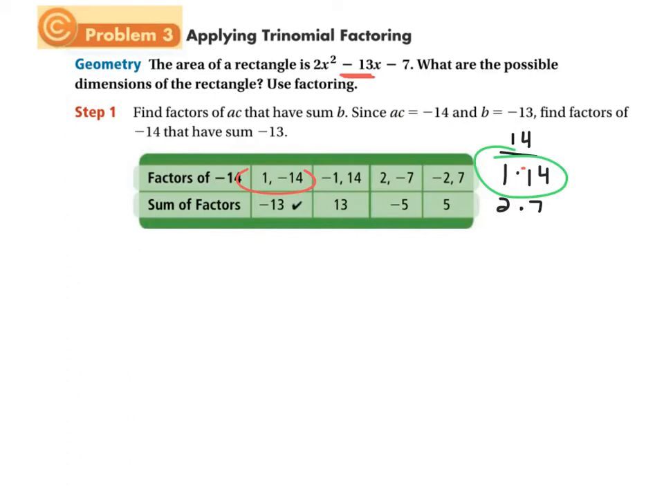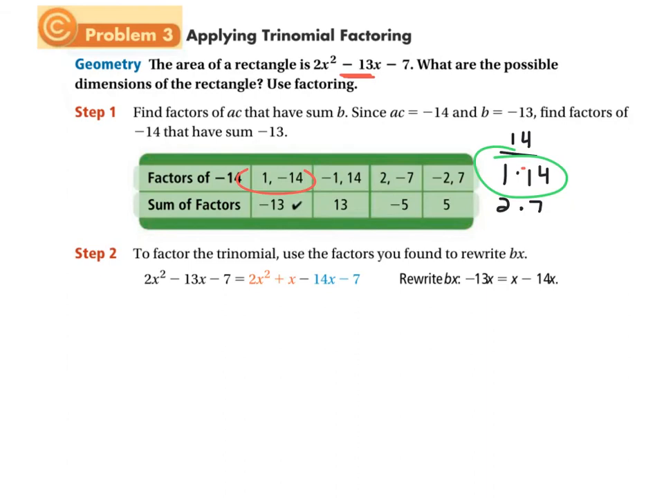Okay, so now we rewrite bx, using this number and this number as coefficients for two different parts. So instead of writing the original polynomial 2x squared minus 13x minus 7, you're going to take this piece and write it in two parts that have the two coefficients here, 1x or x and negative 14x. Those will go together to be negative 13x. But now we can group them and factor out common factors.